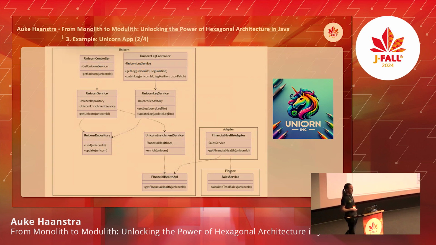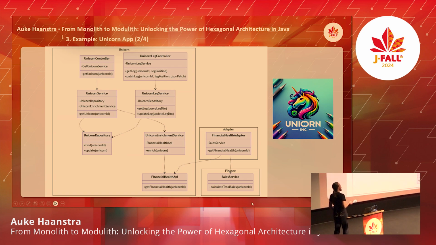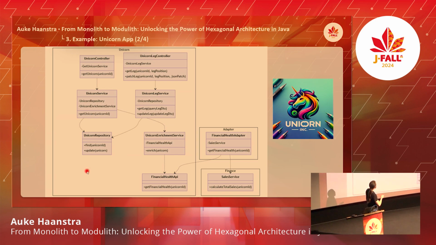So it's a bit more complicated, the example, because there's also another bounded context, namely a finance context. And in this example, these two contexts, well, I'll switch to the other one. This context and that one, they are decoupled via a unicorn enrichment service that uses an API and then an adapter towards the finance context.